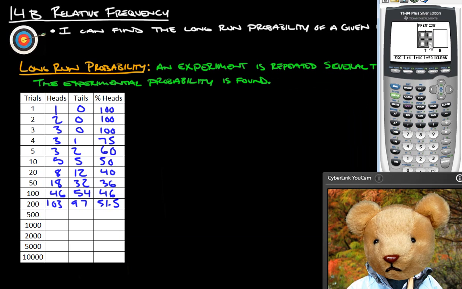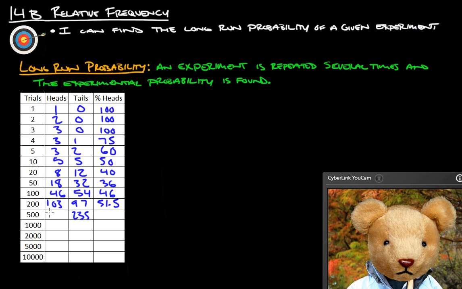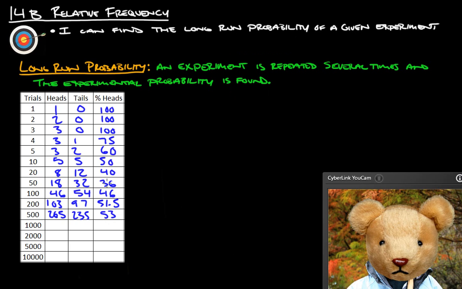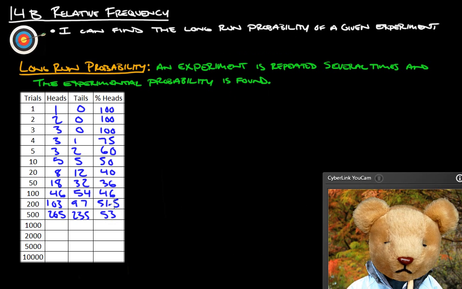So this one here, after we flipped it, we're now up to 500. So we got 235 for tails, which means we are at 265 for heads. Let's see what the percent is there. So we take 265 divided by 500, and we get 53. So again, we're not getting exactly 50%, but we're getting pretty close to 50% on that.